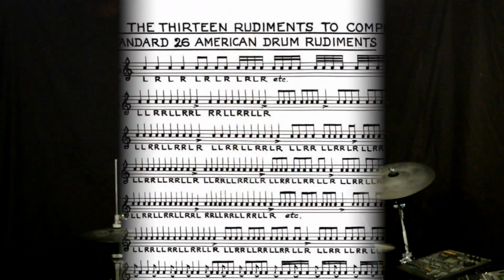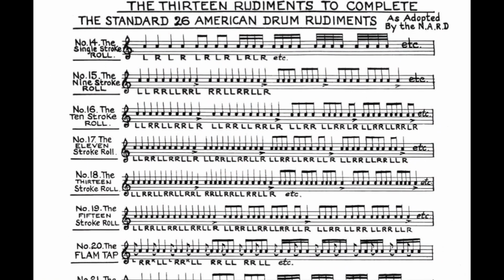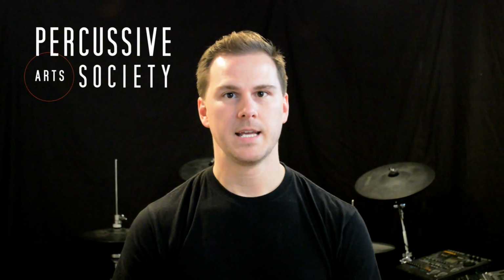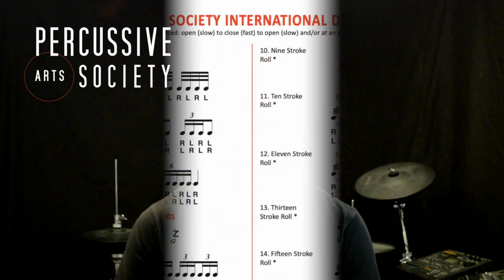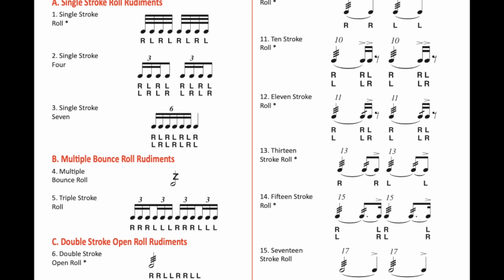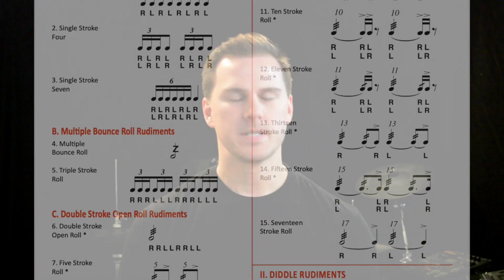Much later in the 1930s, the National Association of Rudimental Drummers created and popularized a standard list of 26 rudiments. And then much later in 1985, the Percussive Arts Society, now the largest percussion organization in the world, reorganized those rudiments and added 14 new ones to create a total of 40. These are the rudiments that you're most likely to encounter if you're a student musician or a student of the drums and percussion. Also, if you're interested, you can grab a list of that entire set of rudiments on the PAS website for free. You can find a link to that list in the description of this YouTube video.